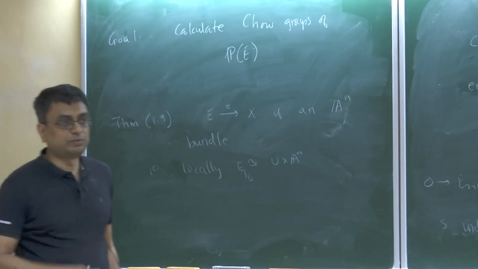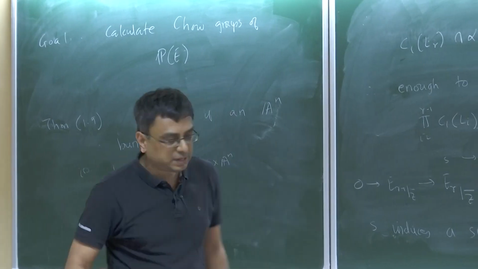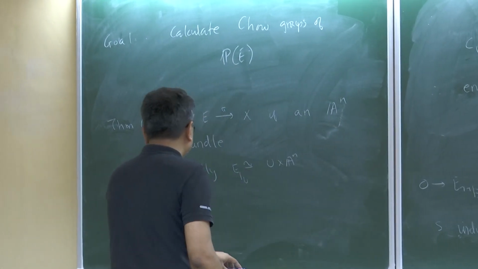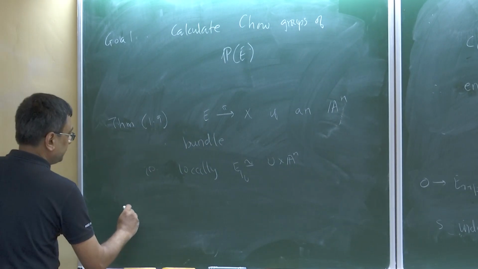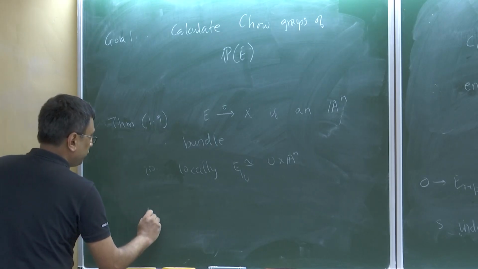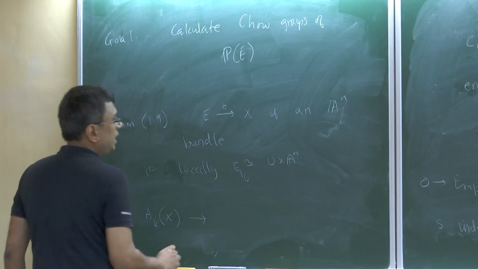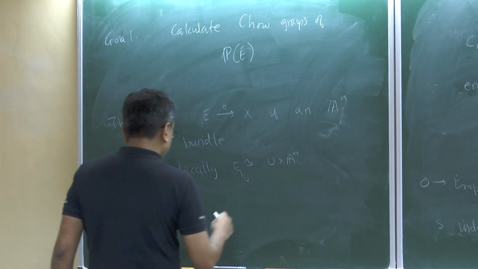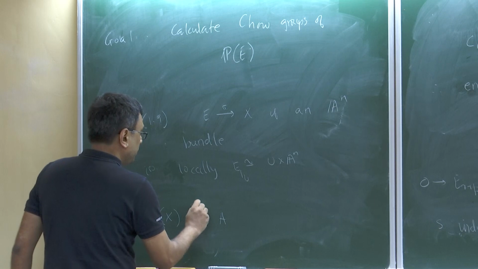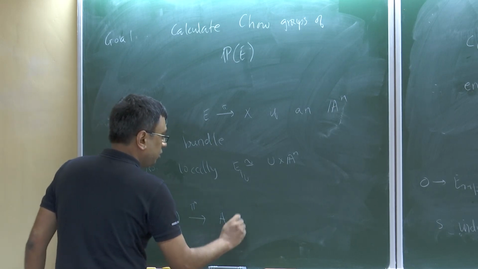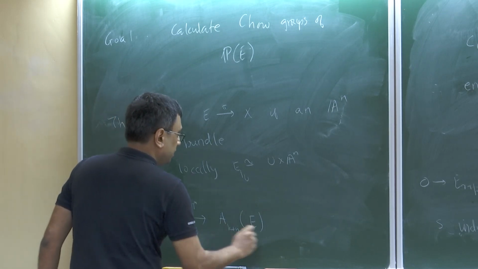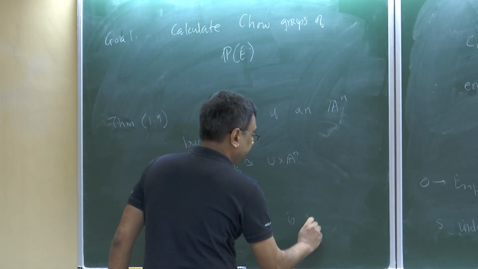Of course, an example is a vector bundle. That is the prime example we have in mind. So for such a thing, we will show that the theorem says that the map from AK of X, and let's say this is N, the pullback map will go from AK of X to AK plus N of E. This is surjective.